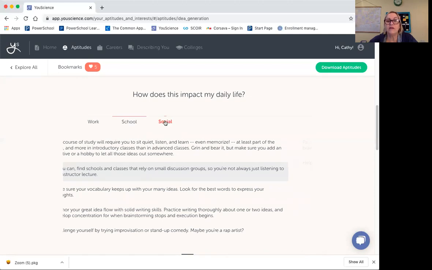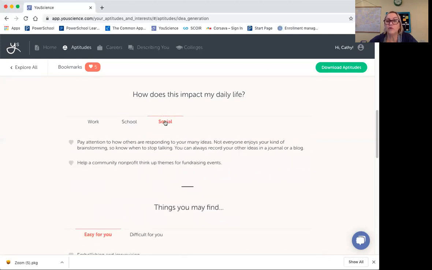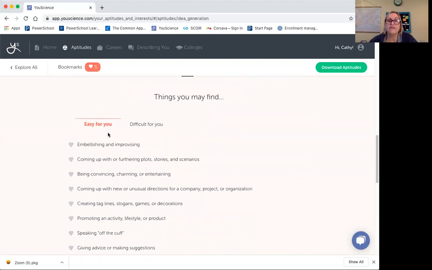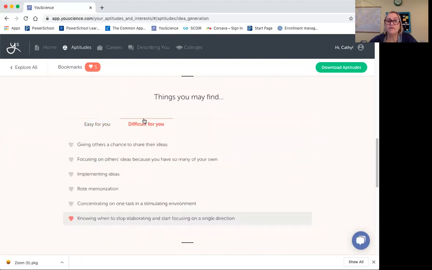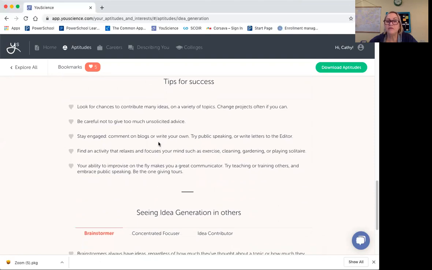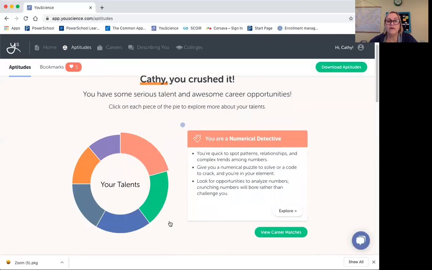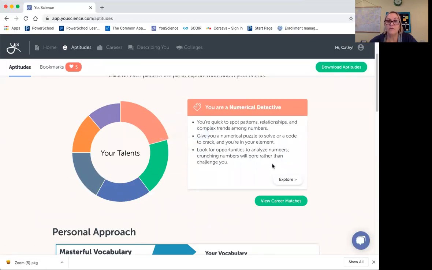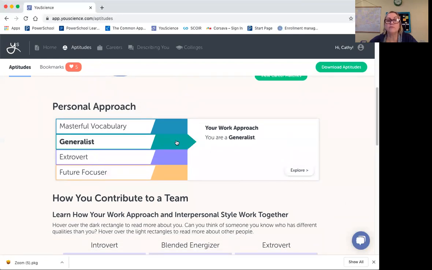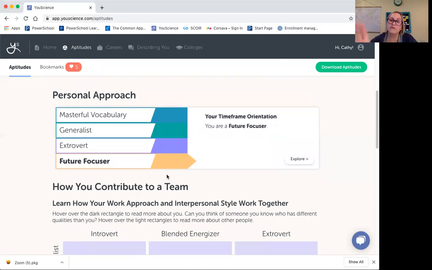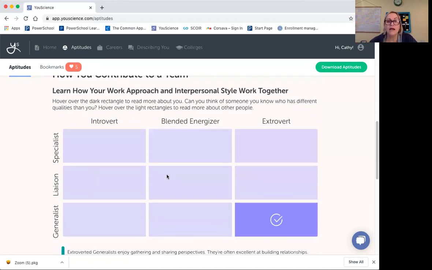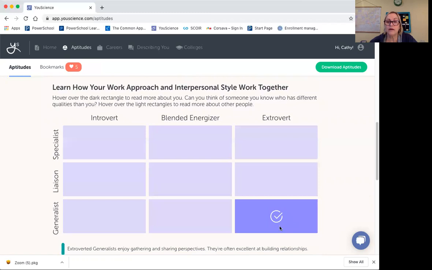It also can say how this particular attribute works out in your social life, things that may be easy for you, things that may be difficult for you, tips for success, etc. On each and every one of these, there's that kind of data that you can follow. It also talks about your personal approach: if you are more of a specialist or a generalist, introvert or extrovert, whether you're focused on the future or focused on now. And there's a grid where you will show up. I am in this corner, but you can see what all of the different grids say.